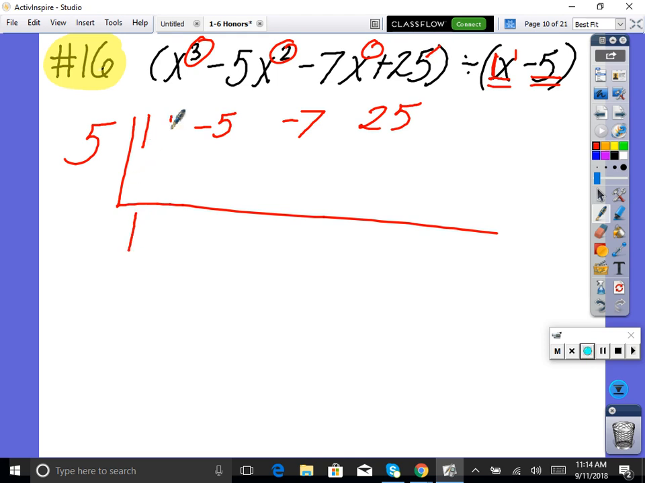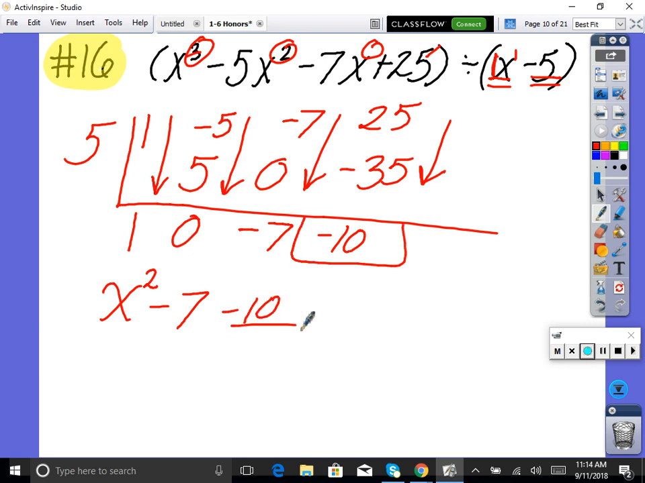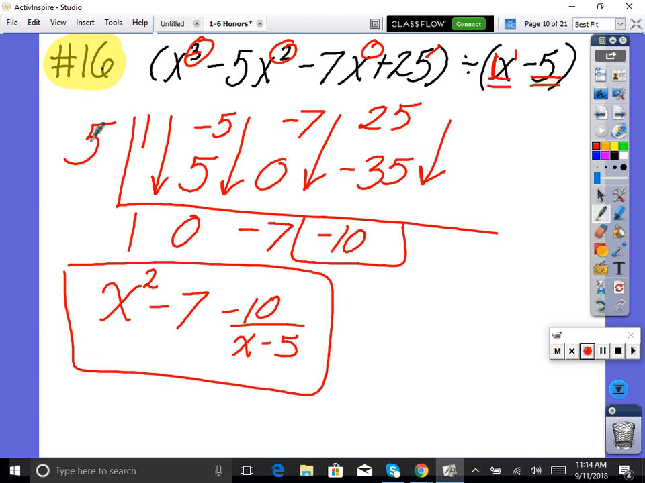1 plus nothing is 1. Multiply up. 1 times 5 is 5. Add straight down is 0. 0 times 5 is 0. Add straight down, and then negative 35, and add straight down we get negative 10. Degree 3 divided by degree 1 is degree 2. So we have 1x squared minus 7, because we have 0 x's, so I'm not going to write that. And then there's our remainder, so minus 10 when we divide it by x minus 5. Therefore we know 5 is definitely not a solution of that polynomial.